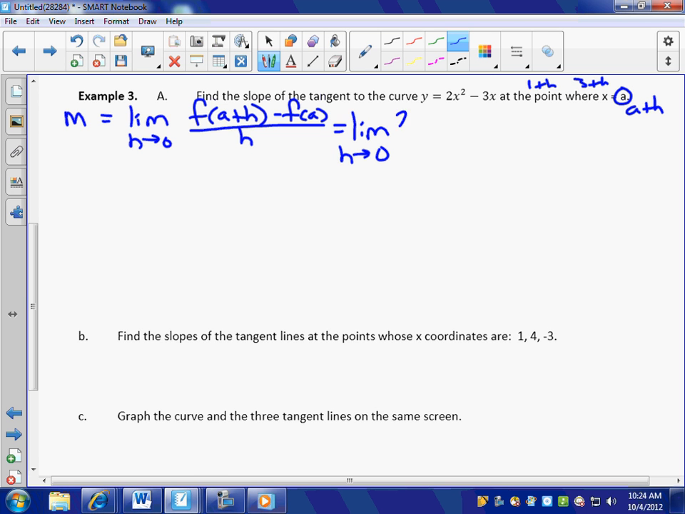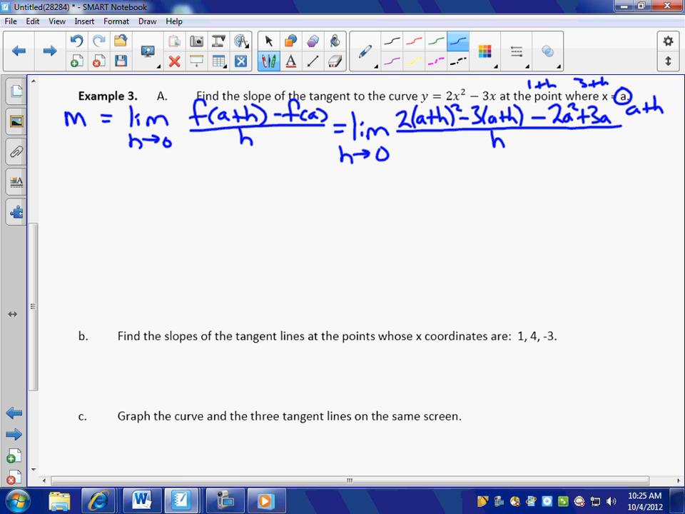So I have 2 times parentheses a plus h quantity squared minus 3 times a plus h. So I've just taken care of the first part, right? Now I need to minus my function with a substituted for x. So what will I have? 2a squared plus 3a when I distribute the subtraction sign. This is a common mistake, did you distribute the subtraction sign or not? And in this situation I have. And all of that is over h.